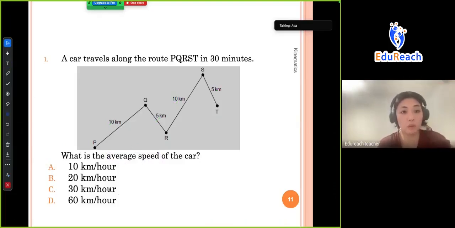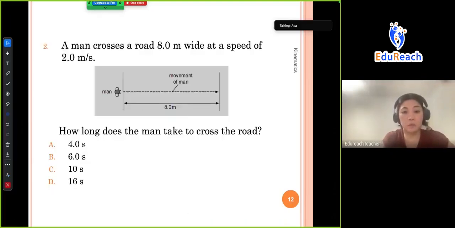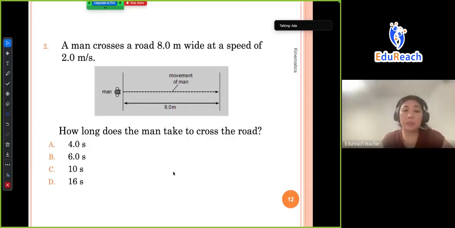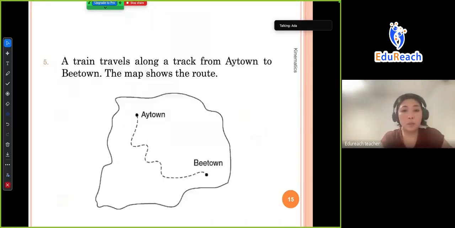Let me just see what is the next one first. Okay. Can you read this one? A man crosses a road 8.8 meters wide at a speed of 2 meters per second. How long does the man take to cross the road? Okay, so this one again is a very simple DST question. Distance is 8, speed is 2. So if you use DST to find the time taken, it's just the distance divided by the speed. 8 divided by 2 would therefore get us 4 seconds.